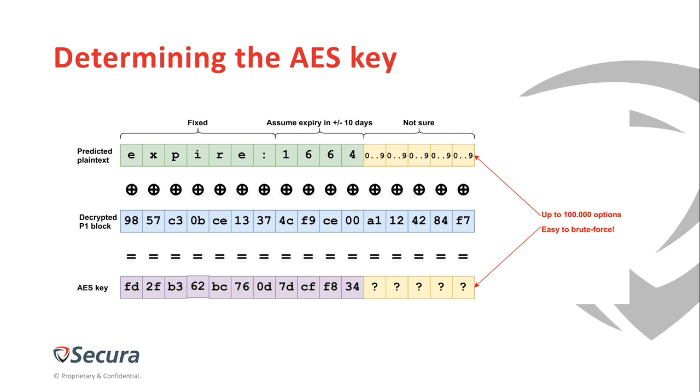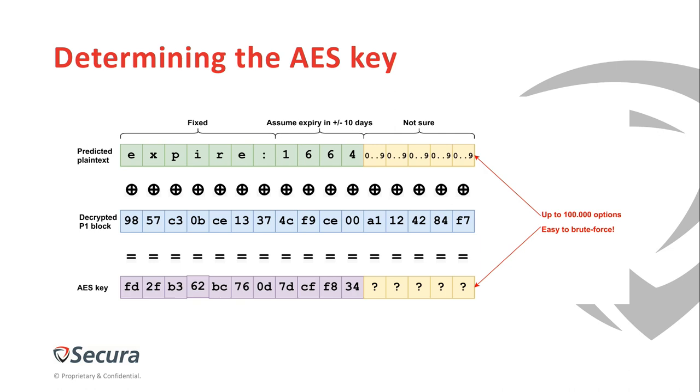And the plain text is pretty predictable because what's at the front of the plain text is your expiration timestamp. It will always start with the text expire colon. This is completely predictable. And then, well, probably when you get a token and you're doing this attack, you can make some reasonable assumptions. Like, for example, it will expire somewhere in the next 10 days. Probably you can make a much broader assumption, but this is already enough.